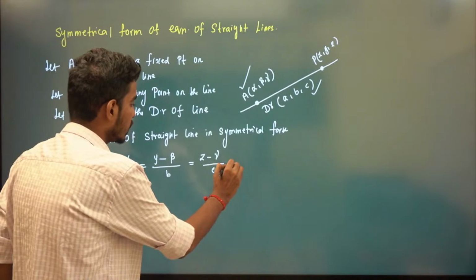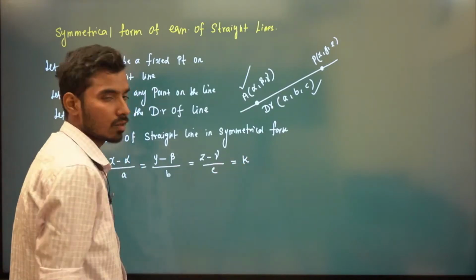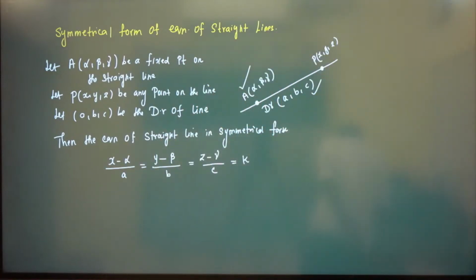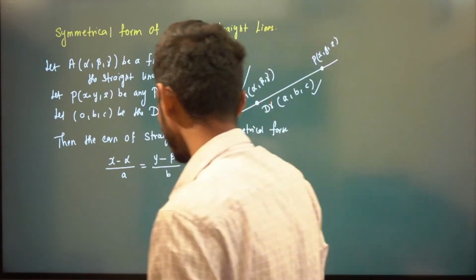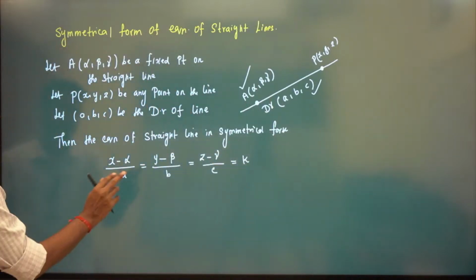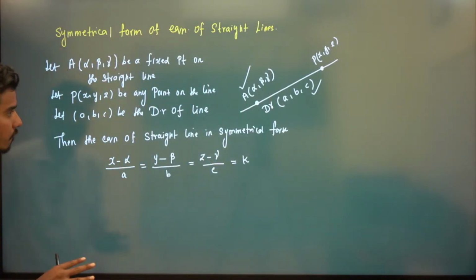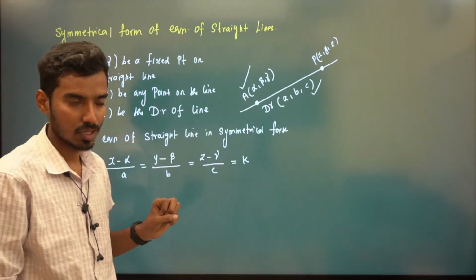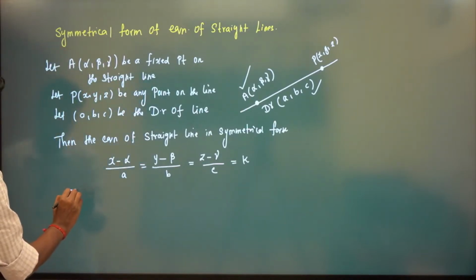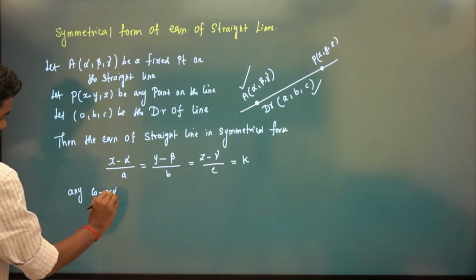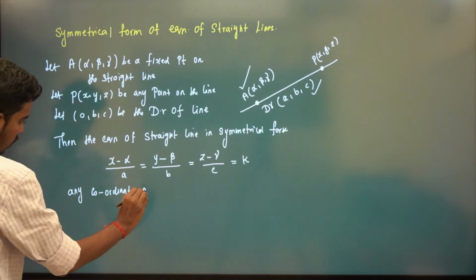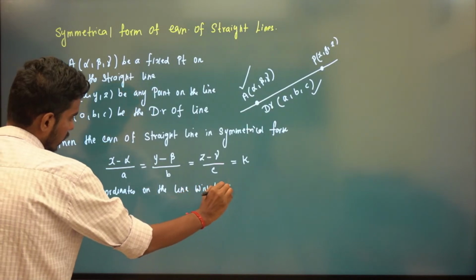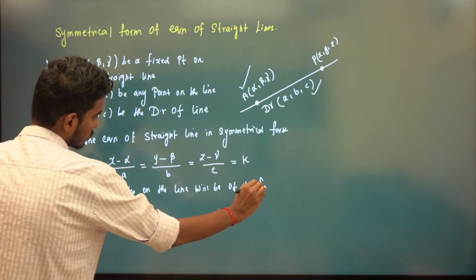Let us say it is equal to some k, because all these are equal. Let us say it is equal to k, not equal to 0. Now, what can you say about the format of the coordinates? Any coordinates on the line will be of the form.